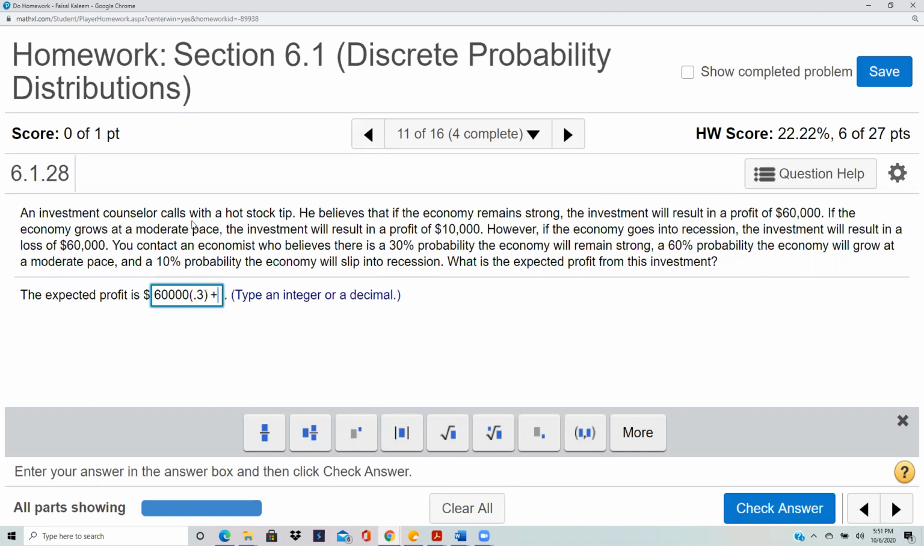Plus, there's another profit, so that will be added because all the profit terms are added up. That one is 10,000, and then we multiply by the probability of that one, which happens when there's a moderate economy. Moderate economy is 60% probability, so 0.6.